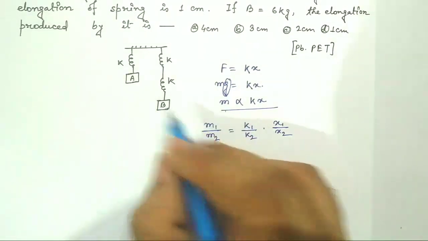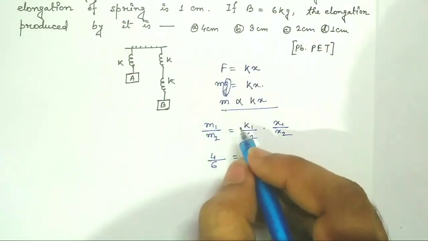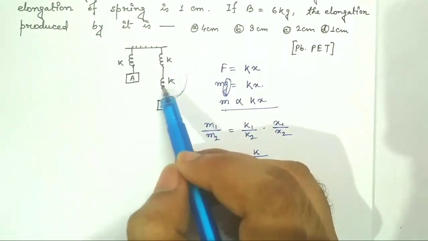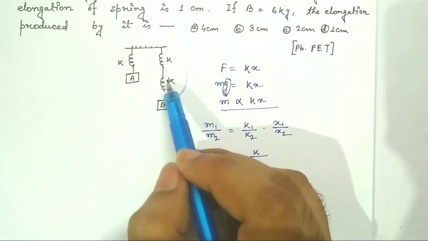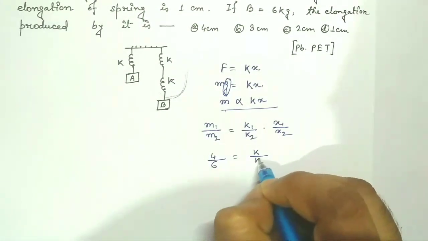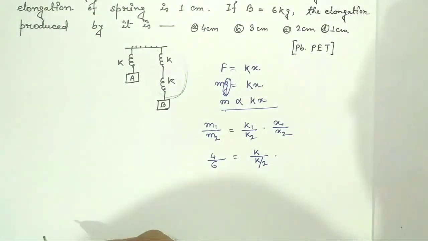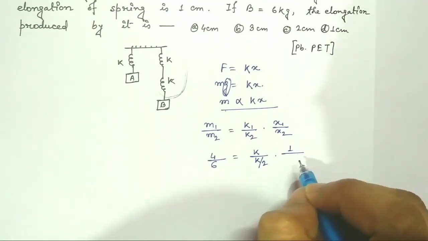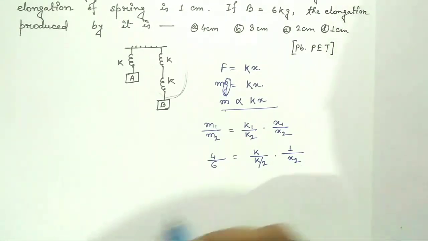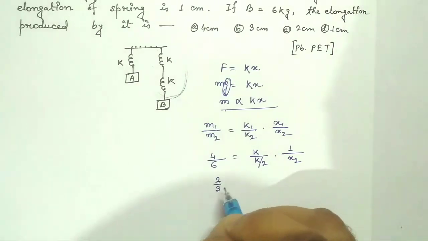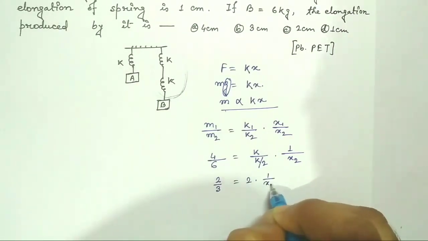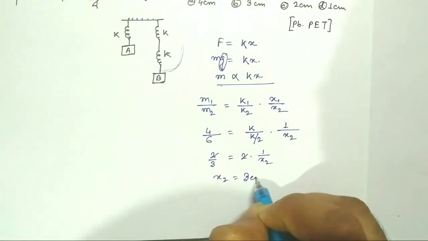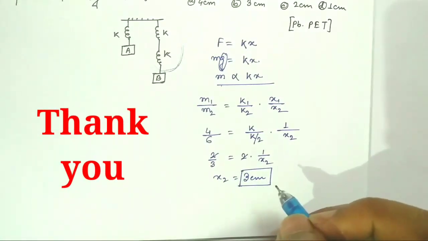The force constant in first case is K and in the second case is C. These two springs of spring constant K and K are connected in series combination. So the equivalent force constant will be K by 2. In first case, the amount of elongation is 1 cm and you have asked the elongation in the second case, that is x2. Now solve this. 2 by 3 equal to 2 into 1 by x2, or we can write from here x2 equal to 3 cm. Very easy and important question.